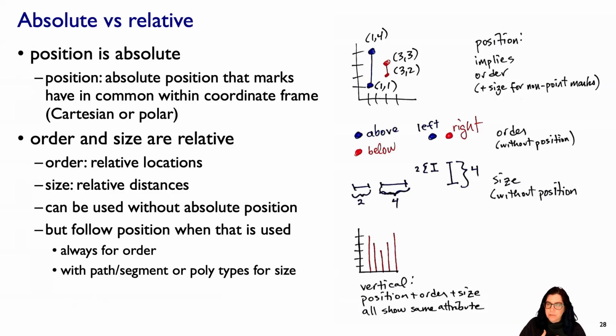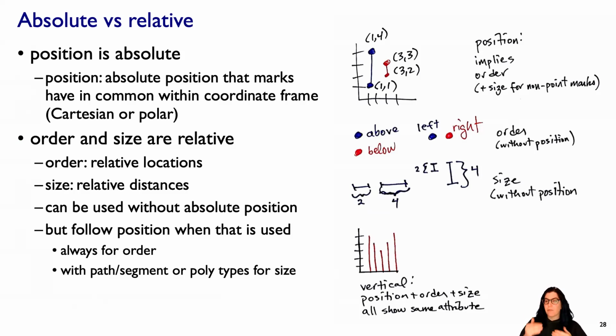Now, what's interesting about that is there's implications. There's also this idea of order, like is something above or below vertically, or is it to the left or to the right horizontally? Now, if we use absolute position, we sort of get ordering for free. It comes along for the ride. Absolute positions always imply that we have an ordering based on exactly that same attribute. There's a similar situation with size.